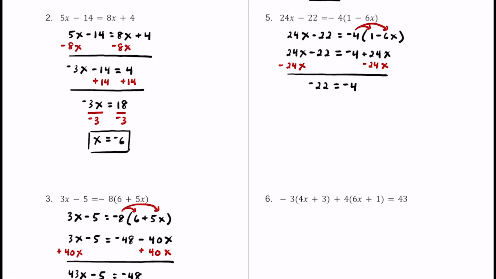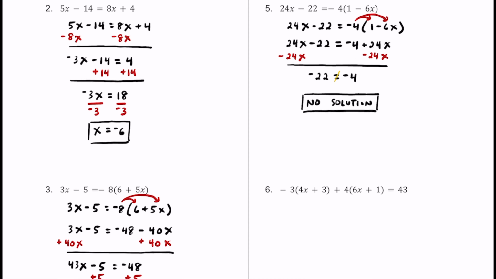Now, is that a true statement? Absolutely not. That is not true. And if you ever get a statement that looks like that, where you get a number equals another number and it's not true, then we can say here that there is going to be no solution for this equation. So if that happens in another problem, make sure you know what to do if you see a false statement.